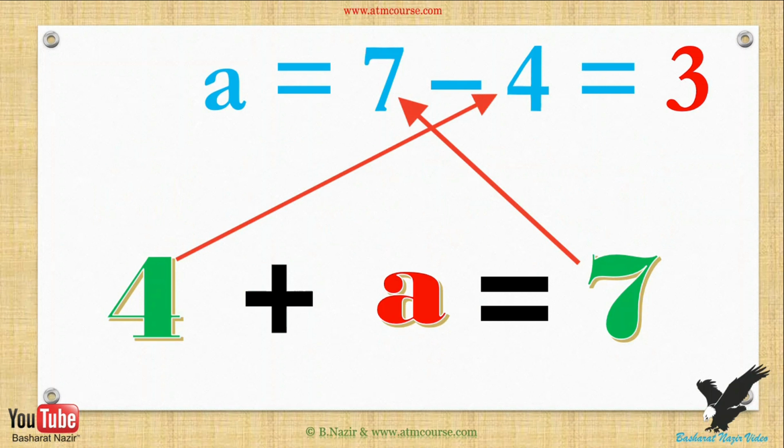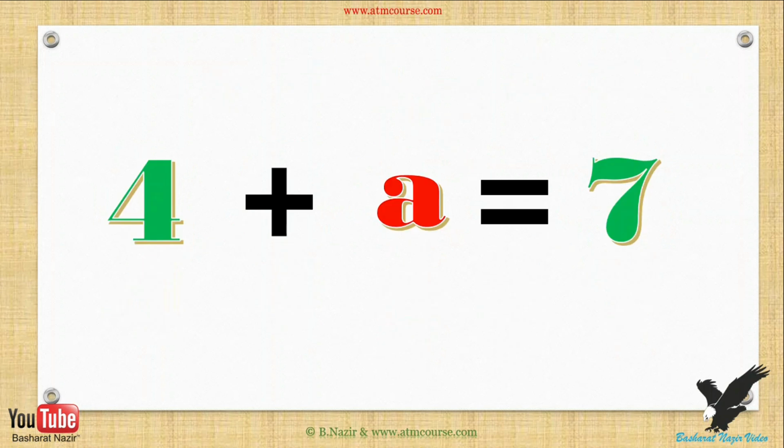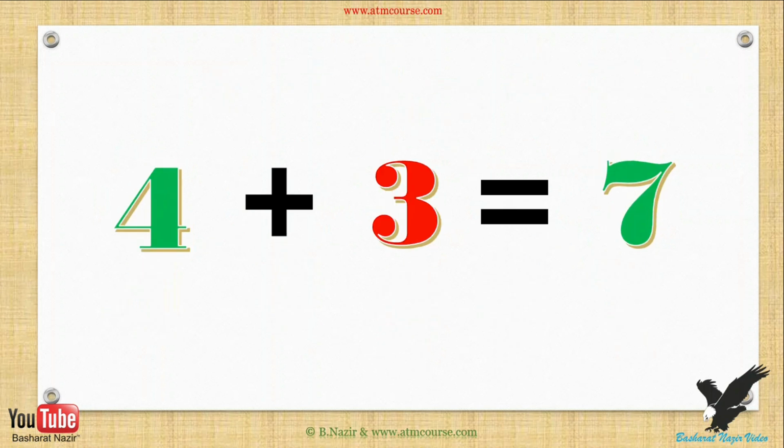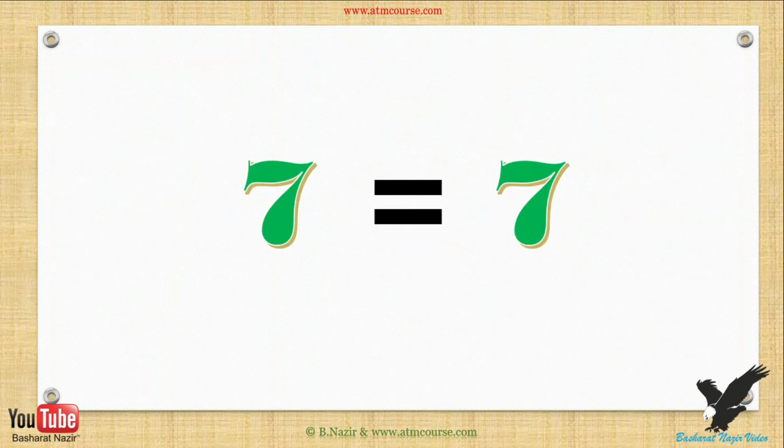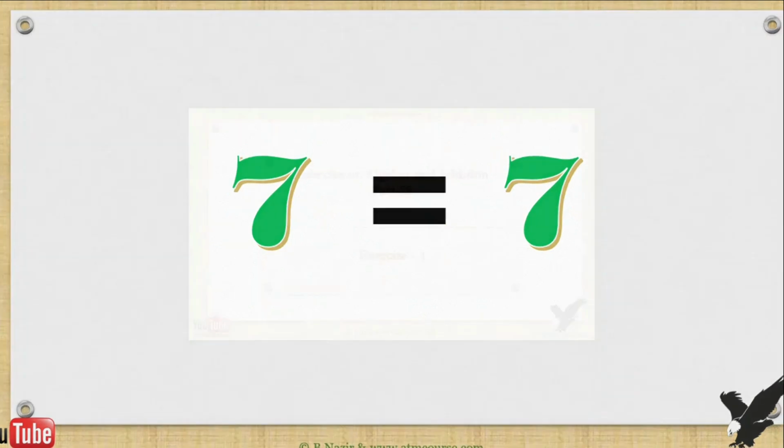You can check to see if this is the correct answer by replacing the letter by this value. If the answer is correct, then both sides will give the same value. We can see both sides of the equation give us 7. This means our answer was correct. So, let us get started with the exercise.